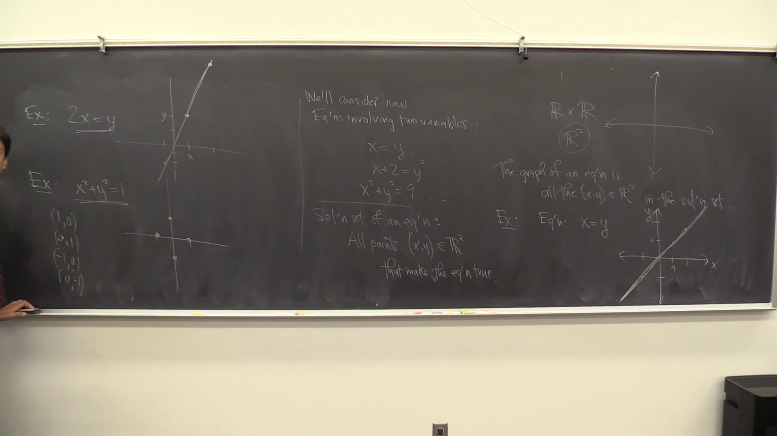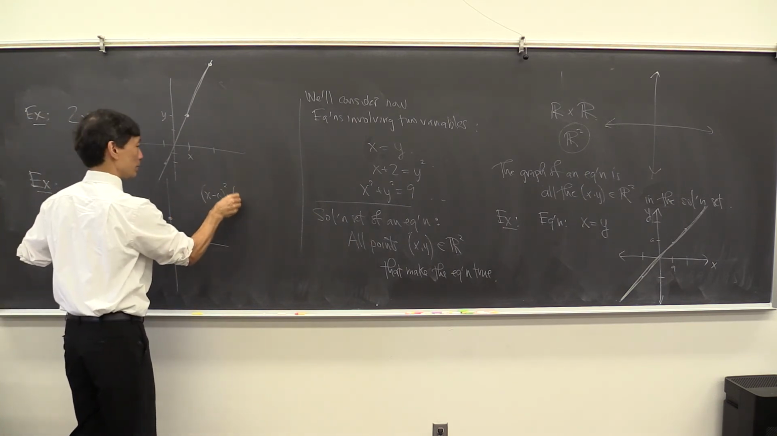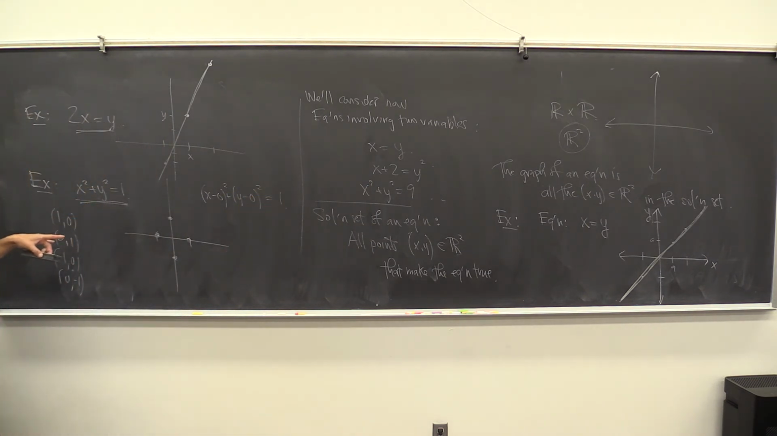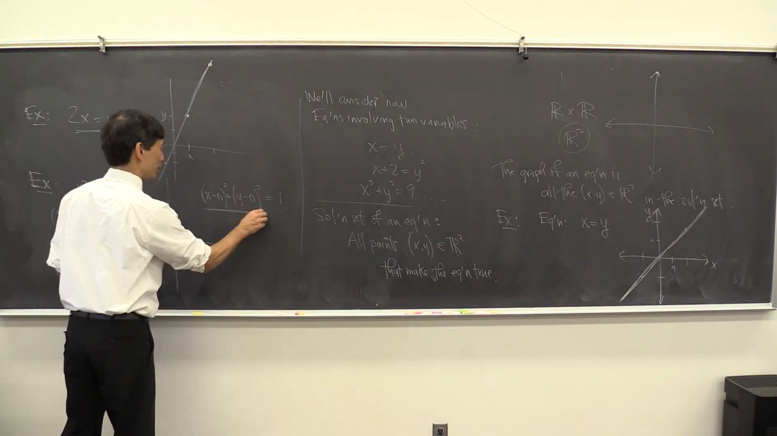Does anybody recognize this equation? What's this an equation for? Yes, Amy? Circle. It's an equation for a circle. How do you see that? Well, you can think of this as a distance. This is x minus 0 squared plus y minus 0 squared equals 1. Right? X squared plus y squared, I'm going to rewrite as x minus 0 squared plus y minus 0 squared equals 1. Right? So what's this thing on the left?